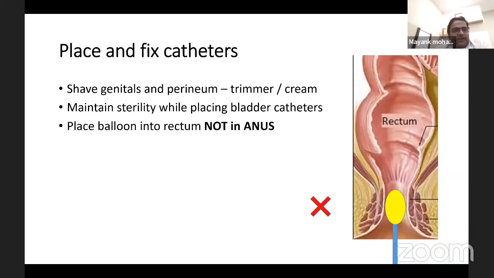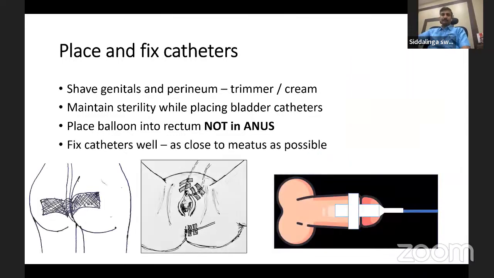Place and fix catheter properly. Shave genitals and perineum with a trimmer. I don't recommend using a blade because that can cause injury. Maintain sterility. Place the balloon into the rectum and not in the anus. Fix the catheter properly as shown in the diagrams, because it is not uncommon that during the study the catheter comes out and the whole study gets wasted. You have to reposition the patient to supine, replace the catheters and all. So fix the catheters as close to the orifice as possible.